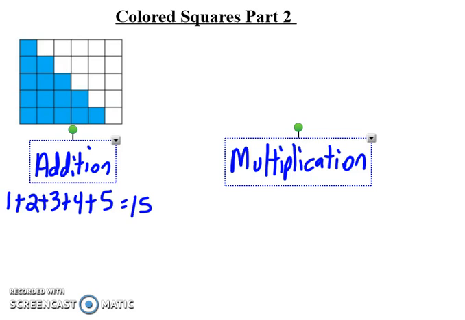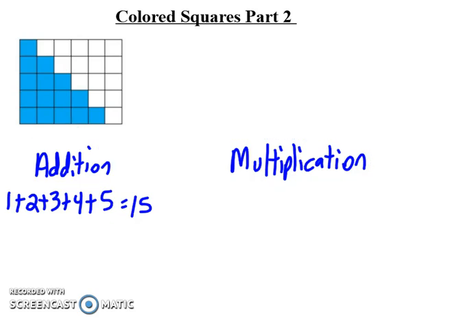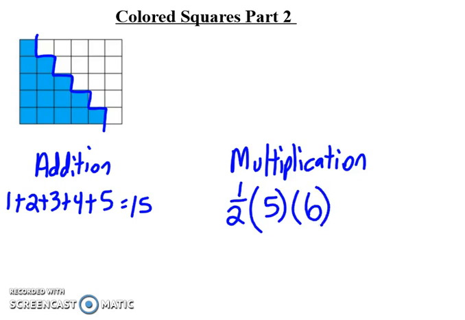Now, if I think about the entire image as to what's going on, I would see that again, I have half of my rectangle shaded in. So I could say that that's half of the entire rectangle. Well, what's the size of this rectangle? It is 5 rows by 6 columns. And I can multiply those numbers. 5 times 6 is 30, and half of 30 is 15.